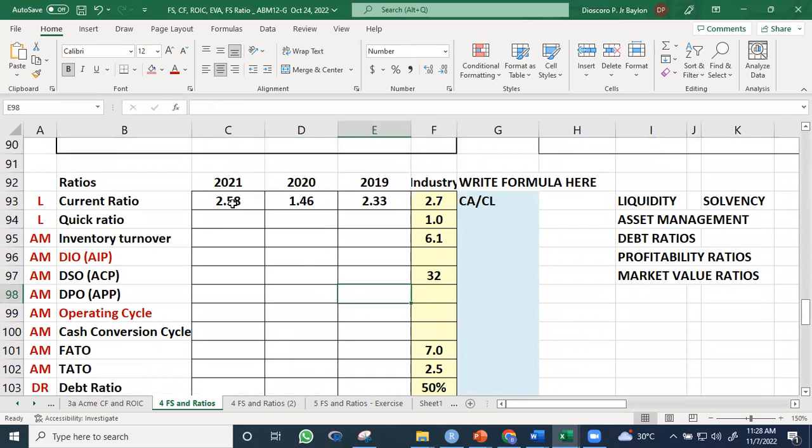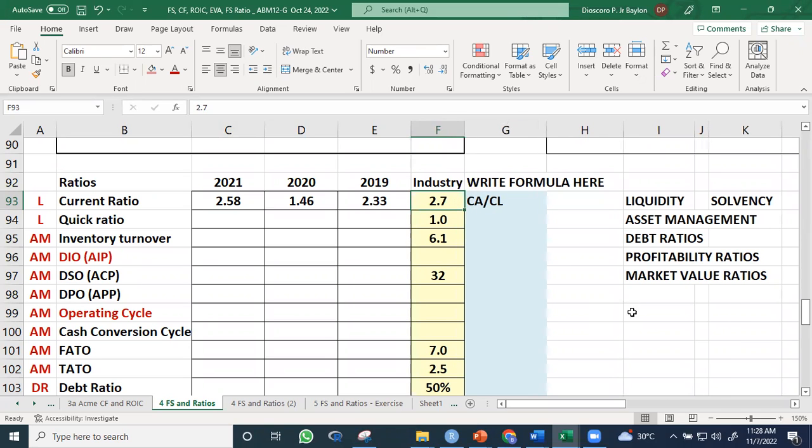All right. And then also, sabi natin, we have to benchmark it against the industry or the direct competitor. Here we're given the information that the industry average is 2.7. So we can say that the company is less liquid compared to the industry average. Kasi ang industry average, 2.7, while the company is lagging in at 2.58 liquidity ratio, particularly current ratio.